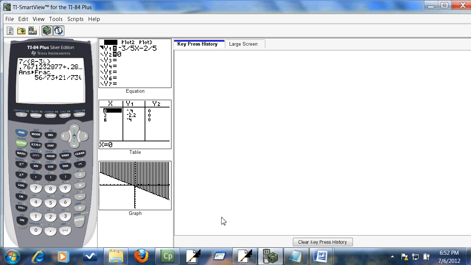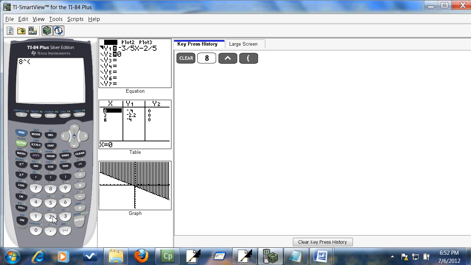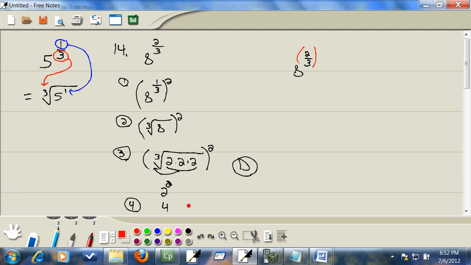So let's go over here. If you're in graph mode, go ahead and do a second mode to exit out. And 8 caret. This is the 2/3 power, so I do beginning parentheses, 2 divided by 3, closing parentheses, enter. And that gives us the same value, 4.